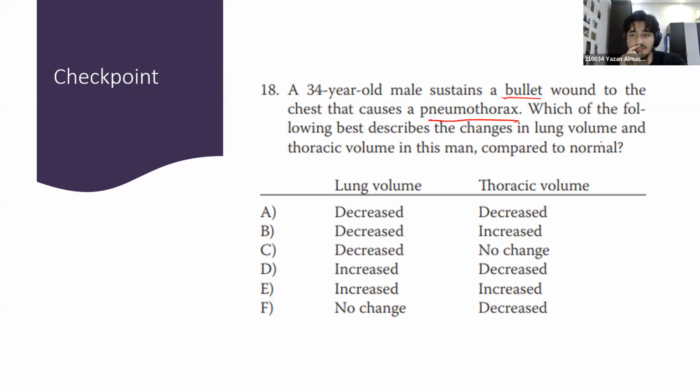So what's going to happen to the lung volume and the thoracic volume? The lung volume will decrease. Why? Because it's always moving towards its resting volume, okay? And the thoracic volume will increase. And this only happens because of what? We lost the pleural space, or rather the negative pressure in the pleural space. Tamam, is this concept clear?